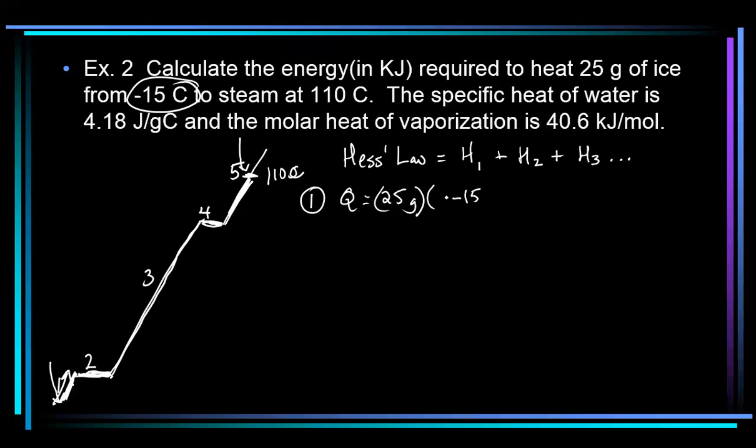Negative 15. And where do we go? Step number 1 goes from here to here. So a difference of 15 degrees, times what? No, that is the specific heat of water. You need the specific heat of ice. Look at your worksheet. 2.06 joules per gram C.